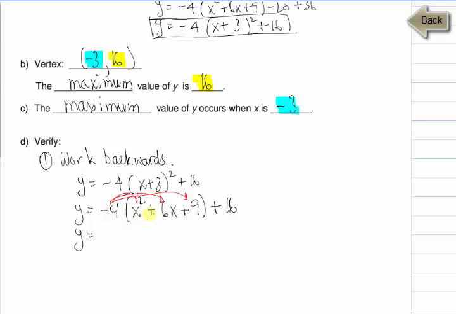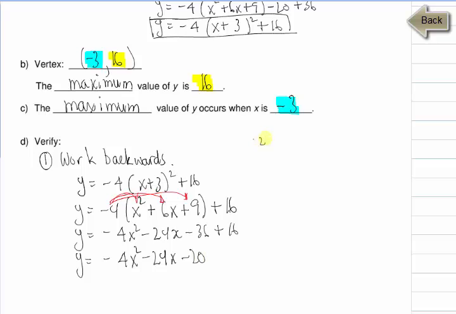Then I'm going to expand -4 times x squared plus 6x plus 9. I'm going to distribute my -4. And that's going to give me -4x squared minus 24x minus 36 plus 16. And then combine my like terms, which are, this should be, at the end here, right? -36 plus 16. So what I get is -4x squared minus 24x, and -36 plus 16 is -20.